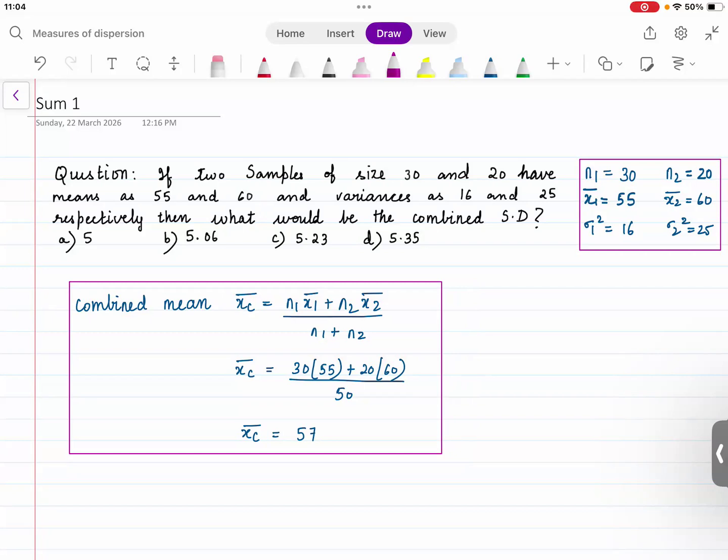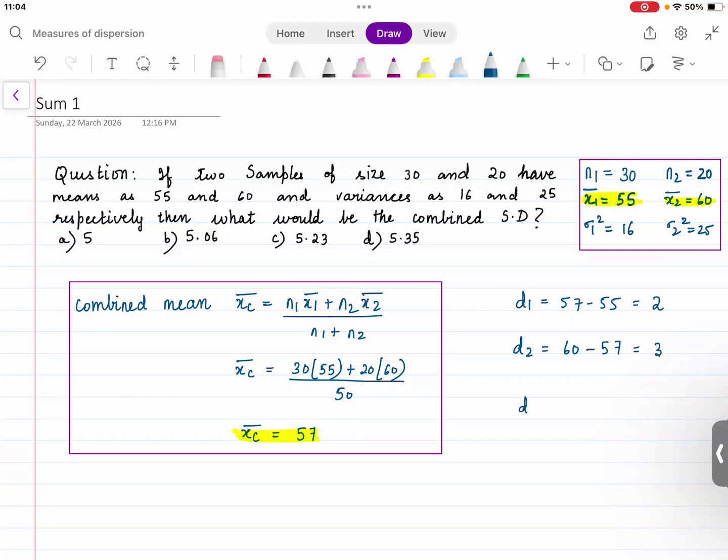Now let us proceed with step 2. Step 2, we have to calculate D1 and D2. What is D1? D1 is the difference between combined mean and mean of the first group. So D1 is equal to 57 minus 55, which is nothing but 2. So while calculating the difference, we have to ignore the sign and only take the magnitude. So we'll do the bigger value minus smaller value. And what is D2? The difference between combined mean and mean of the second group. So since we want only the magnitude, let us do 60 minus 57, which is 3.